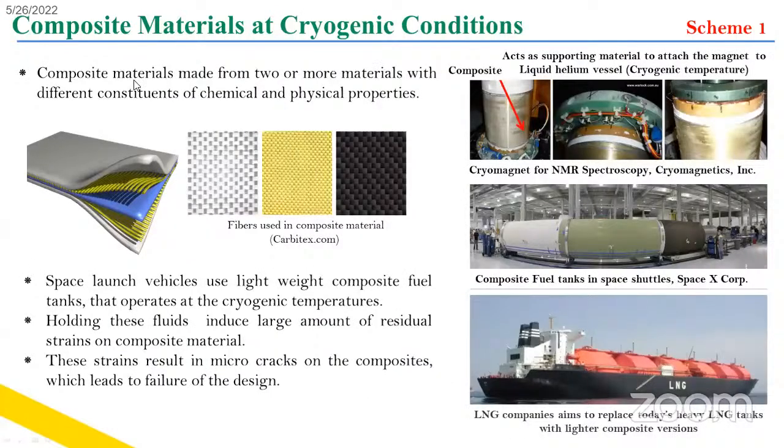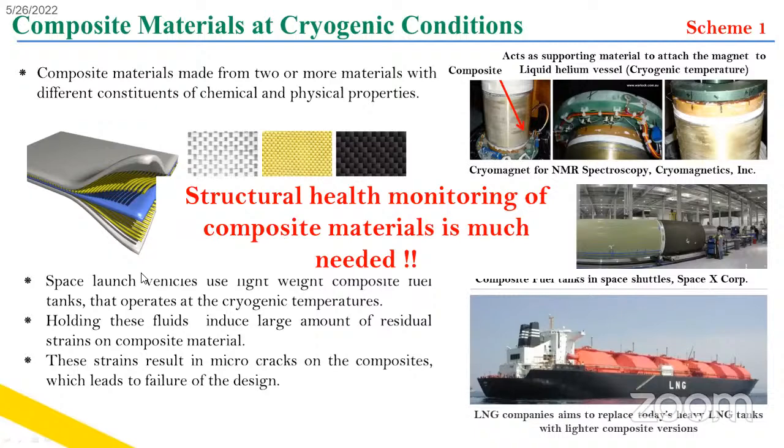We embed this sensor in composite material. Why composite material? Because, as I told, composite material is applied in all the advanced applications because of good factors like being lightweight and having good performance. Here you can see the composite fuel tanks in the space shuttle, and also LNG, liquid nitrogen gas companies. They use LNG tanks made with composite material. So these are the composite material applications. But when this type of composite material holds very low temperature liquids, there is a possibility they can produce micro cracks in the composite material. So their application cannot be satisfied. If there is a crack, there will be a leakage in the tank. So we need structural health monitoring of the composite material at this temperature.